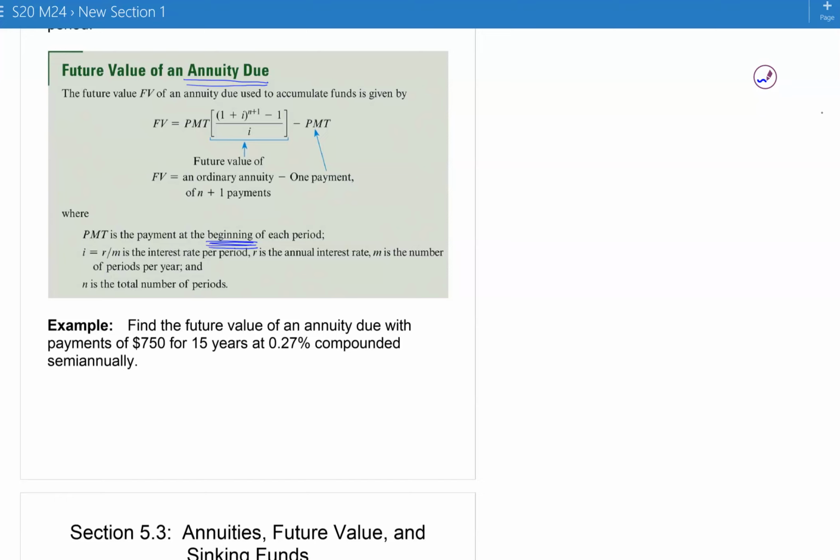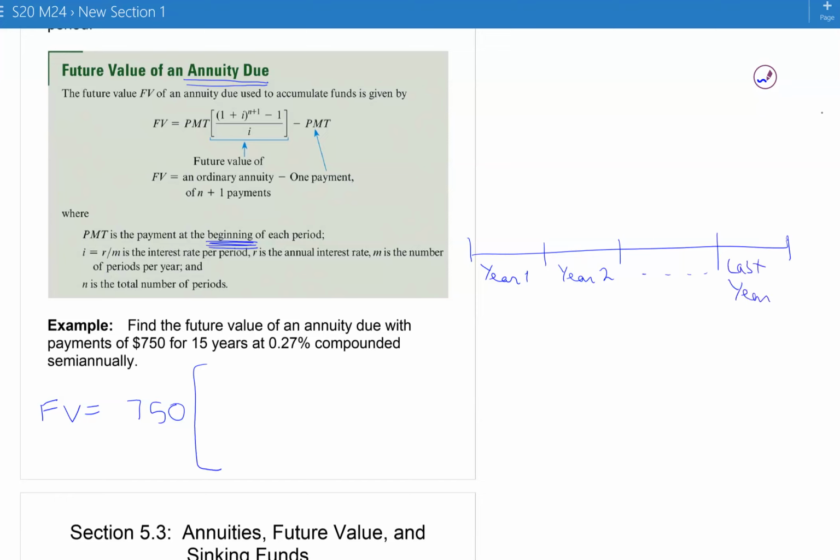So if we want to find the future value of an annuity due, we plug everything into this formula and we have payments of $750. And when you put the payments in at the beginning, it makes a difference. So let's look at a little bit of why it's different.